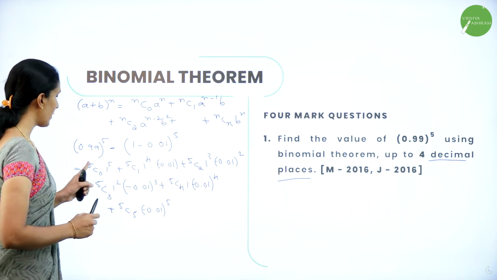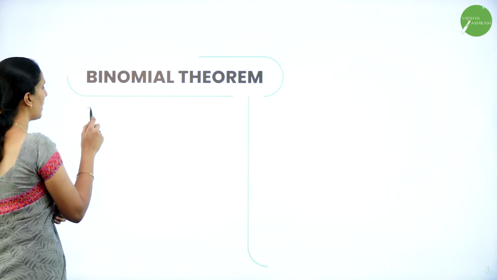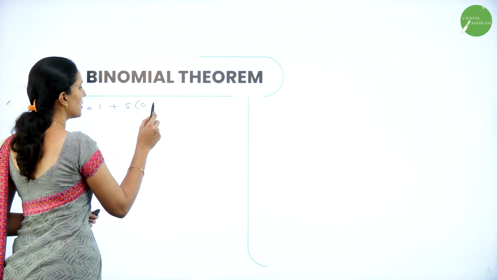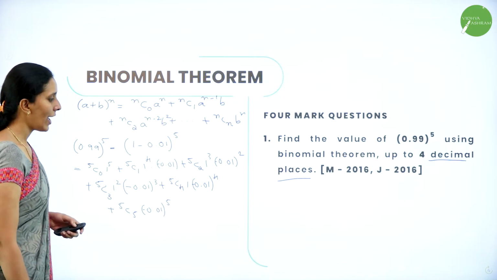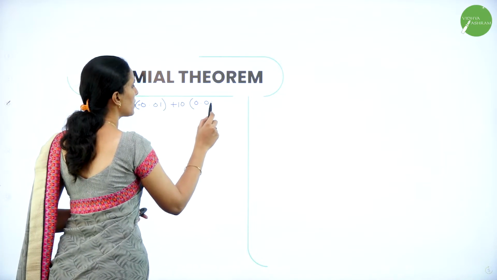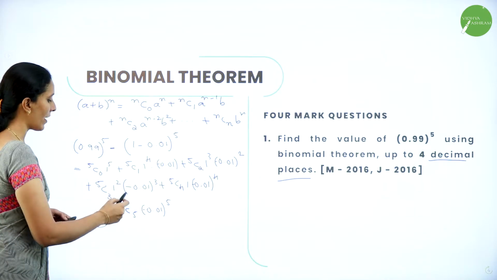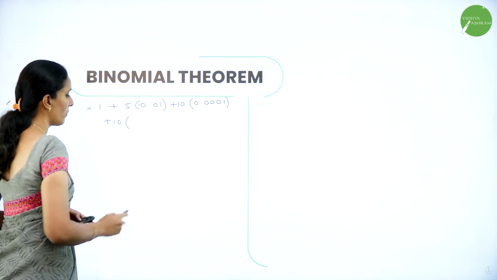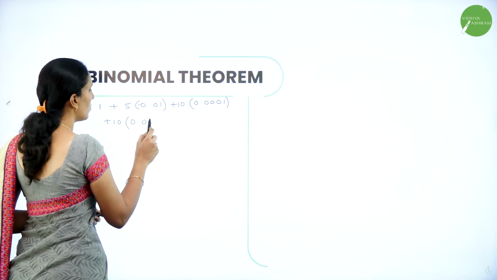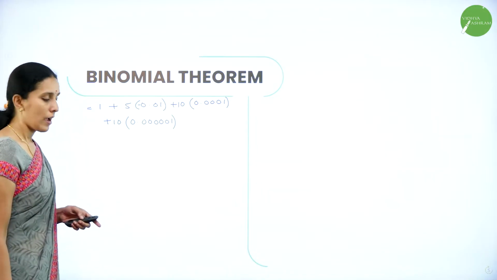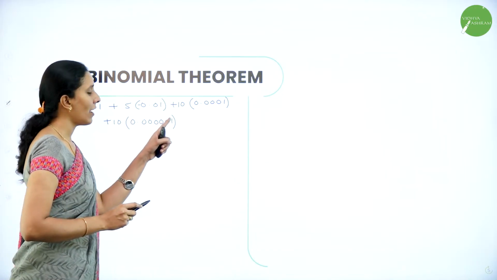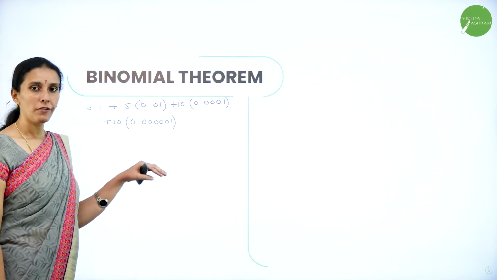Now let us expand this. We have 5C0 into 1 power 5, which is nothing but 1. Next we have 5C1 into minus 0.01, which becomes 5 into 0.01, and here we have minus. Next we have 5C2, which is nothing but 10. 0.01 whole square becomes 0.0001. Next again we have 5C3, which is also nothing but 10. So we have here 0.01 whole to the power cube, so we have 0.000001. Similarly we have these two expansions, but it is not necessary because we have more than 4 decimal places in the 4th term itself. So therefore, we can stop here.